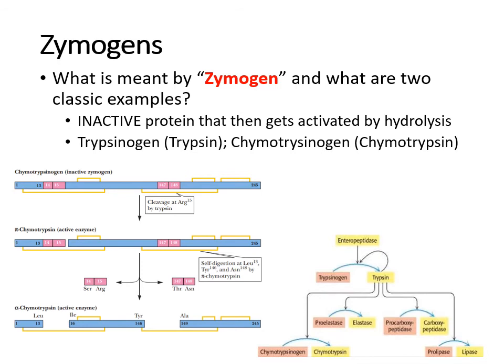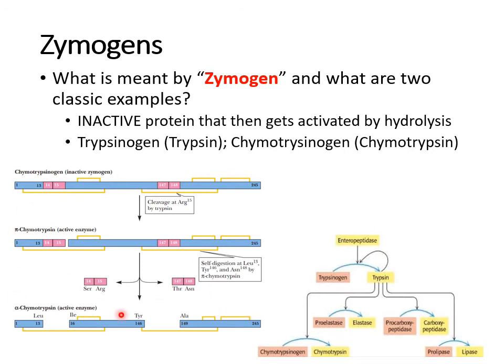Another important term when you're studying enzymes is zymogen. A zymogen is an inactive protein that can be activated by specific hydrolysis of peptide bonds. As you can see in the figures here, the two examples that I want you to know are trypsin and chymotrypsin. That's how you spell trypsin over here, and chymotrypsin down here.